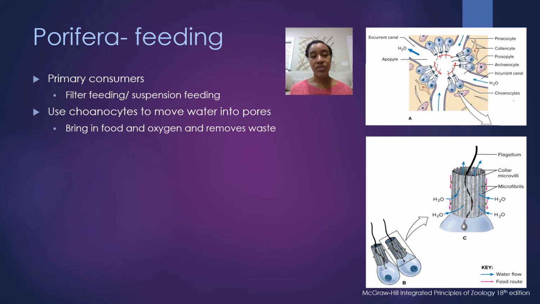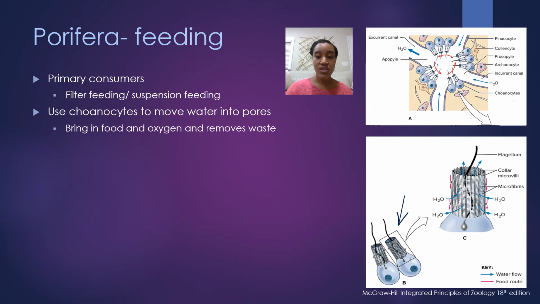Porifera are filter feeders, and so they're a primary consumer that feeds on particulate matter that is floating in the water column. A lot of this can be small cyanobacteria, it can be plankton, detritus, just small organic matter that's suspended in the water column, and it is consumed by sponges. And they are able to eat using these choanocytes.